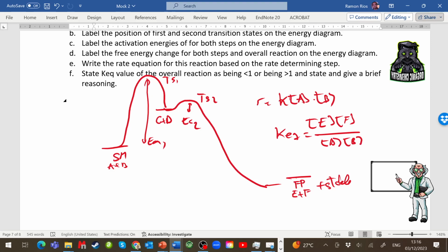If we do this, because E and F are more stable than the starting materials, A and B, the reaction will have a tendency to go to the product. That means this will be bigger than this number. If the concentration of E multiplied by the concentration of F is bigger, it means that the equilibrium constant will be greater than 1. Okay?